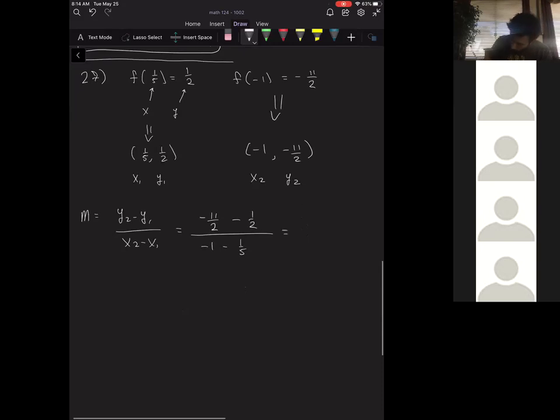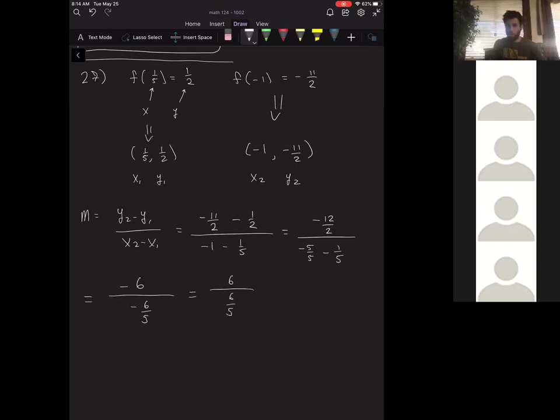Okay, so what's the top? We'll have minus 12 over 2. And on the bottom, let's get a common denominator, which is going to be 5. So we have minus 5 over 5 minus 1 over 5. Then the top fraction is going to be minus 6 because we have 12 divided by 2. And on the bottom, we're going to have minus 6 over 5. We have a minus sign on the top and a minus sign on the bottom, so we can cancel those out. So we have 6 divided by 6 over 5.